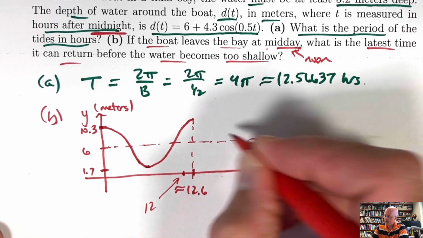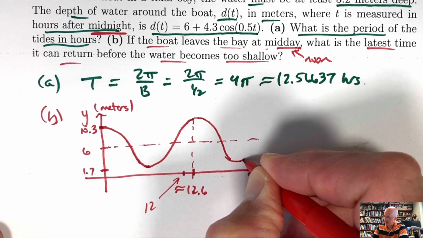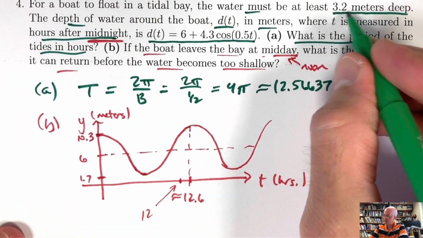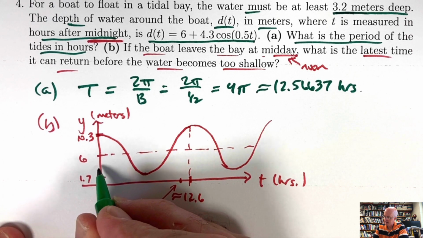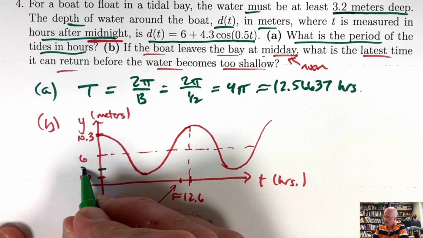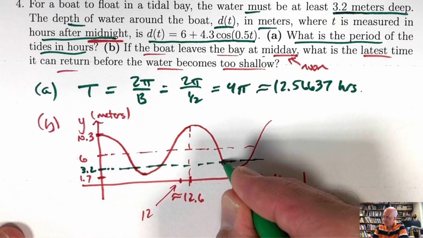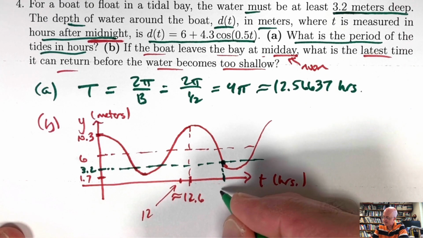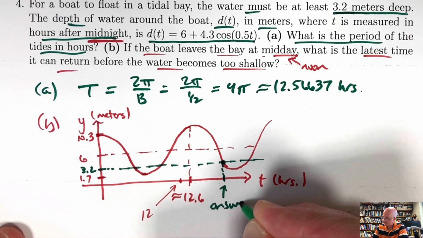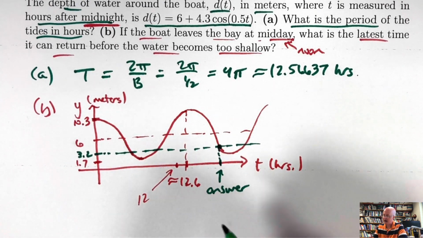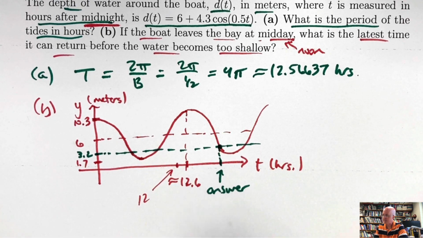It's going to come back down, though, like that. And we're wondering, when is it too shallow? What's the latest? The water's got to be at least 3.2 meters deep. 3.2, it'd be maybe right about there. So we're after the time, afternoon, the latest time which we can dock the boat. This is going to be the answer, whatever that number is. That t value. And you could find it in hours after midnight. You can convert it to something p.m. if you like, as a latest time.